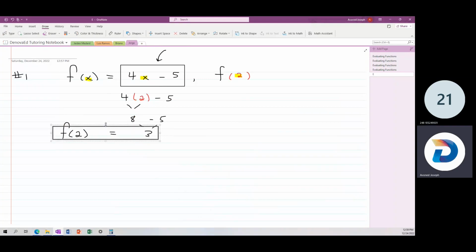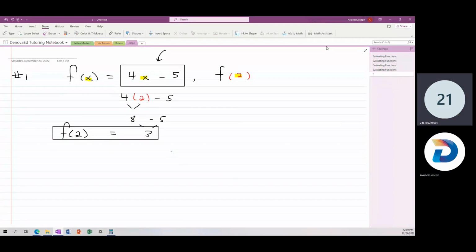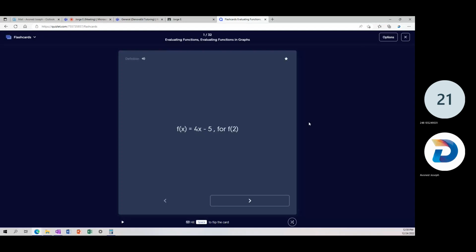F of 2 is now equal to what? 3. That is how we solve these equations. Let's go to the next problem. It's problem number 2. Let me know when you have it written down, and then we'll solve it.